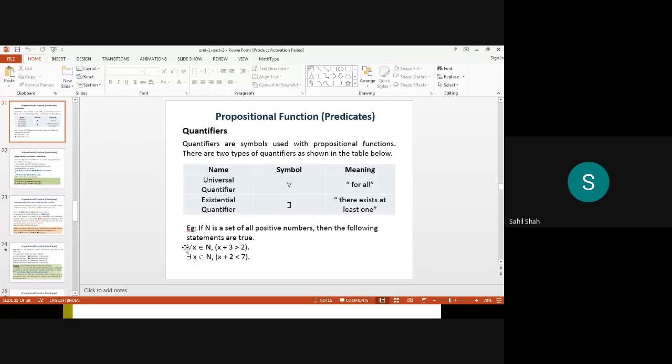You can see the notation: for all x belongs to N, where N is the set of all positive integers. What is the predicate? The predicate is x plus 3 greater than 2. I can put any value of x starting from positive integers, starting from 1. So 1 plus 3 is 4. Is 4 greater than 2? Yes. 2 plus 3 is 5, greater than 2. Then 4 plus 3 is 7, greater than 2, and so on. For every value of x belonging to N, my predicate x plus 3 greater than 2 is going to be true. So that is known as the universal quantifier.